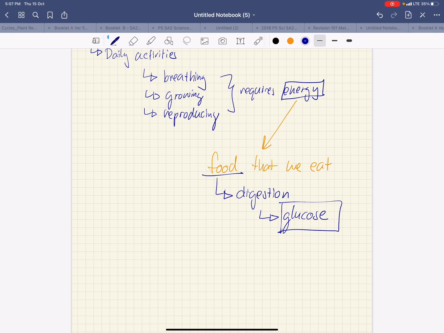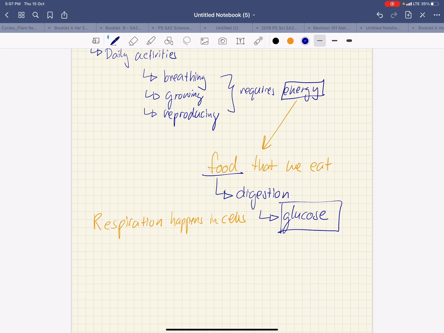If you remember correctly, there is a process that happens in every single cell, and that is called respiration. Respiration is a process that happens inside every cell. The whole idea of respiration is to obtain energy from your digested food, which is glucose.